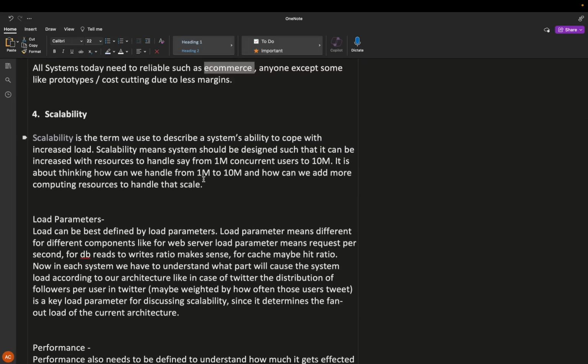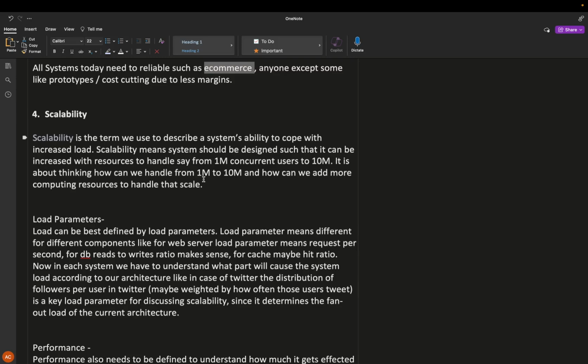Moving on to scalability. Scalability is the term we use to describe a system's ability to cope with increased load, right? Scalability means the system should be designed such that resources can be increased to handle, say, from 1 million concurrent users to 10 million. So it is not about designing a system that currently handles 1 million but is also able to handle 10 million. It is about designing systems such that they are extendable, so that I can add more resources as the number of users or number of requests increases.